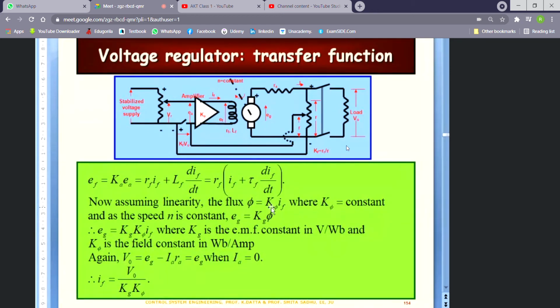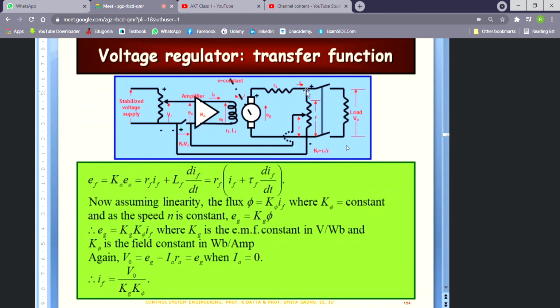So k phi, where do we have k phi? This is k phi. You can see it is linking your flux with the current. So it's going to have the unit of flux per current. So the unit is going to be Webers per ampere, right? So k phi is the field constant in Weber per ampere, right?